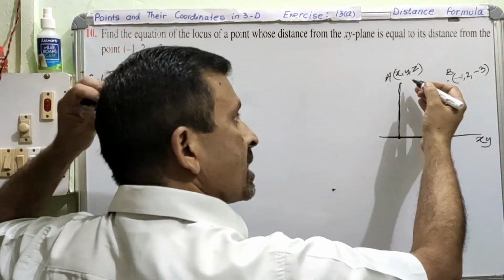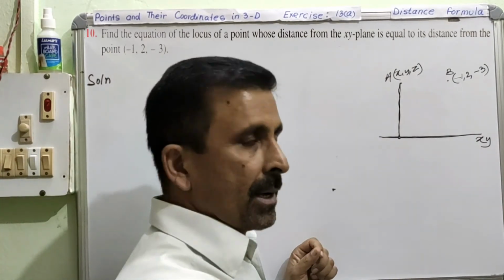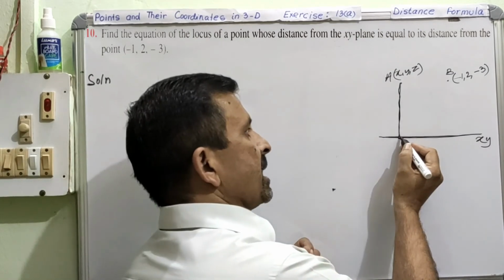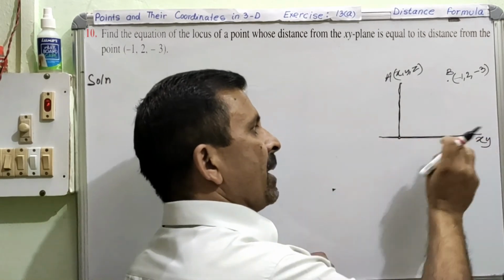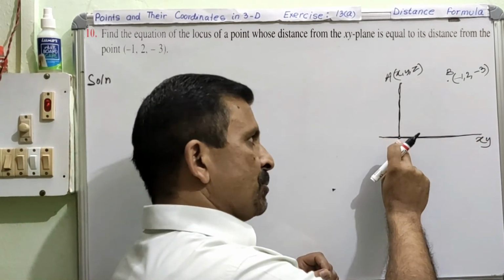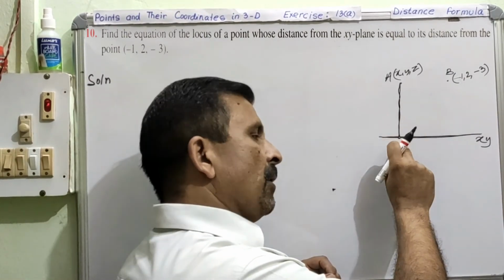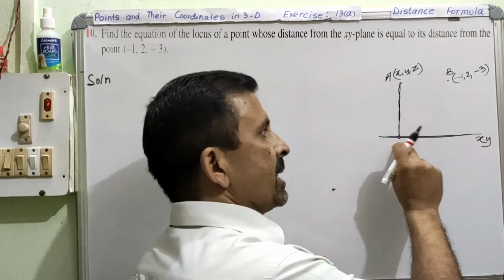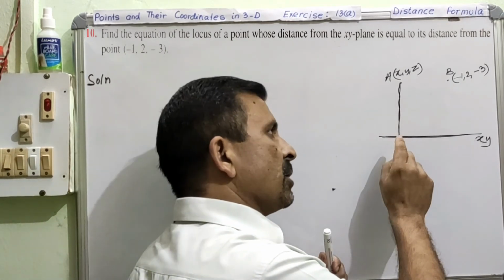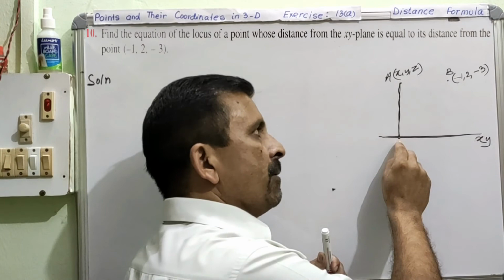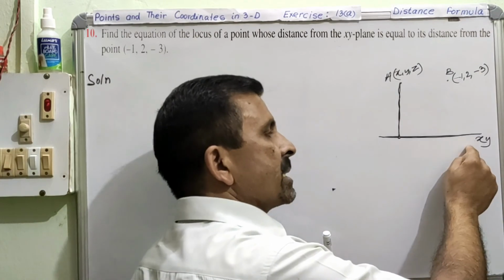This coordinate was already given in the question, this we have assumed. Now we are going to write down the coordinates of this point C. See the technique. Because this point is on the XY plane, the Z coordinate will become 0. We will have some value of X and some value of Y, but the Z value of this point will be 0 because it is on the XY plane.